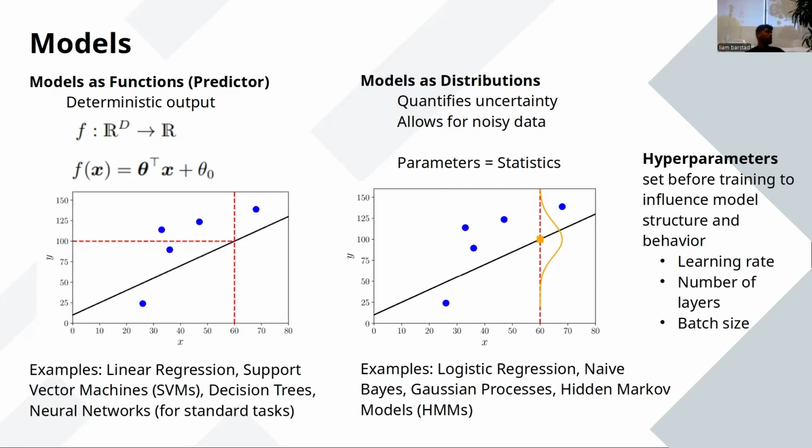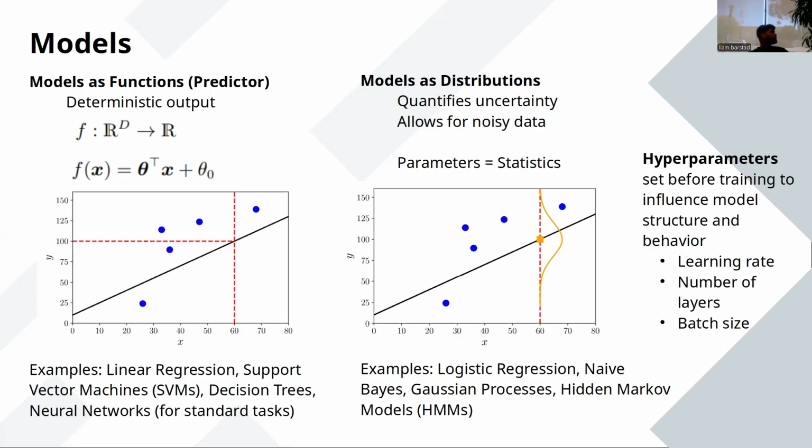Some examples of probabilistic models are logistic regression, naive Bayes, Gaussian processes, and hidden Markov models. I'm going to go briefly into a little bit more detail on hidden Markov models as an example. I'm not going to do a huge deep dive, just to give an example. And then hyperparameters, as opposed to parameters. Parameters are learned through training, whereas hyperparameters are set before training to influence model structure and behavior. Some examples being learning rate, batch size, and number of layers.